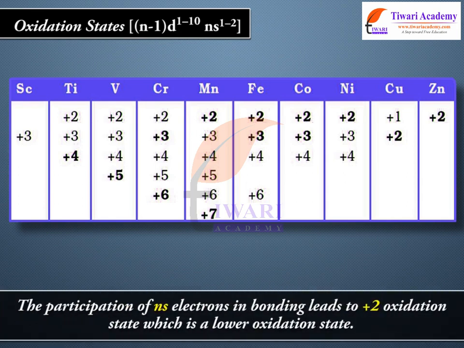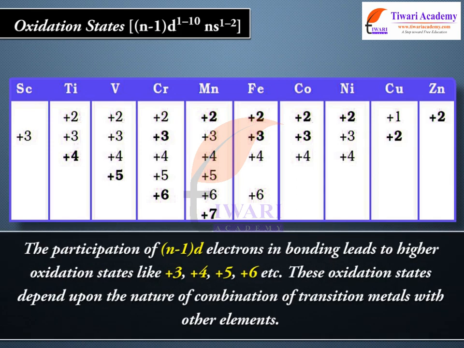The participation of ns electrons in bonding leads to the +2 oxidation state, which is a lower oxidation state. The participation of n-1 d electrons in bonding leads to higher oxidation states like +3, +4, +5, +6, etc. These oxidation states depend upon the nature of combination of transition metals with other elements.